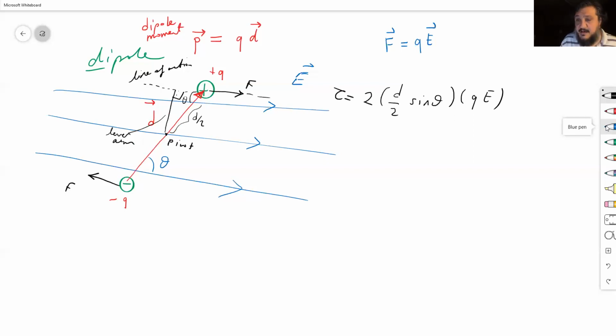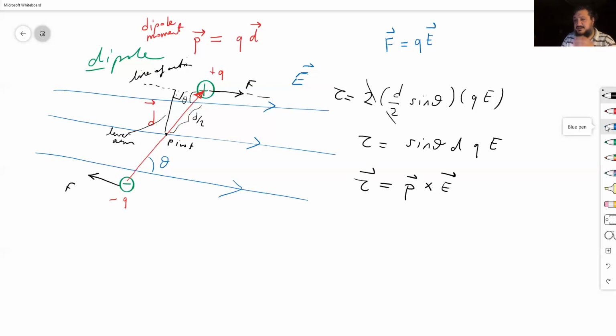Net torque on this object, at that instant, because it's going to start rotating, will be equal to, after we get rid of the 2's, sine theta times d q E, okay? All right, so that's actually nothing but the cross product of the dipole moment with the electric field.